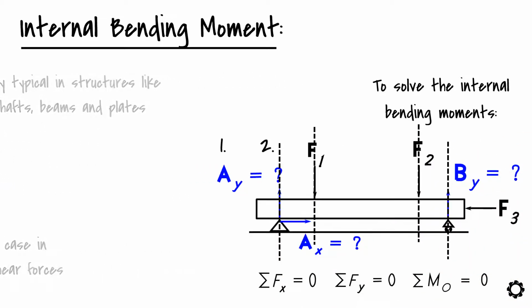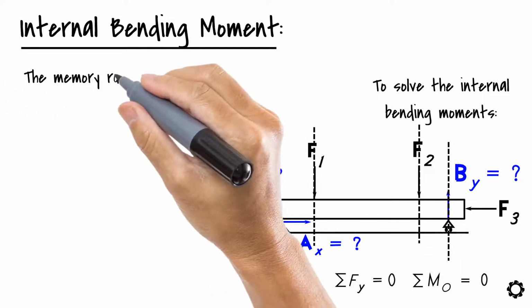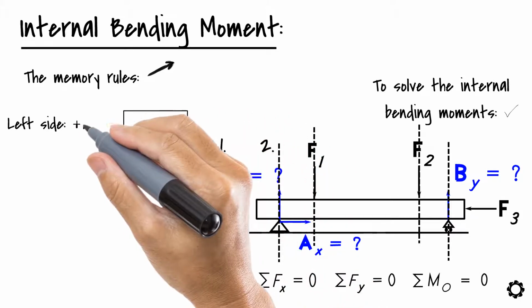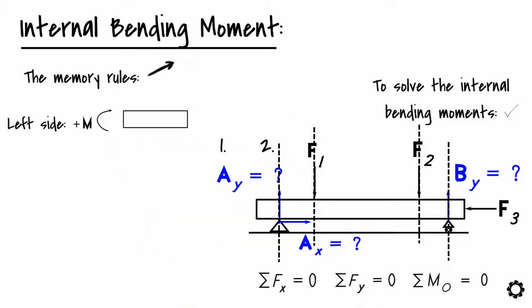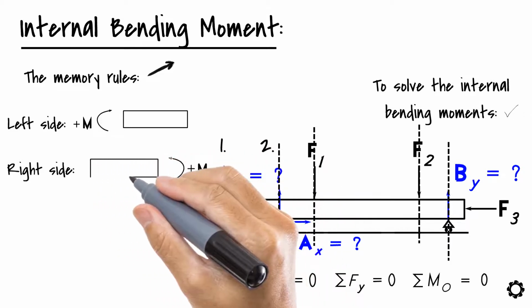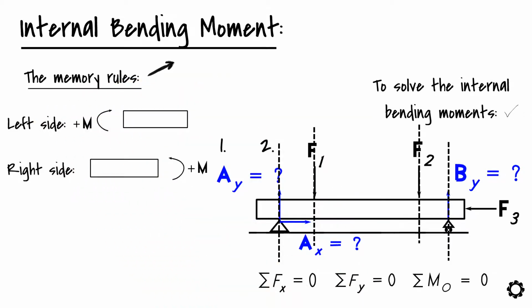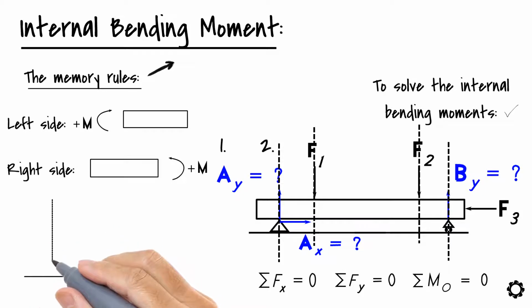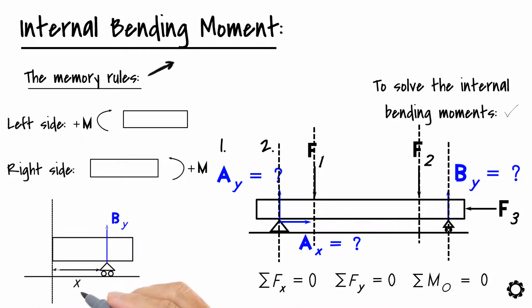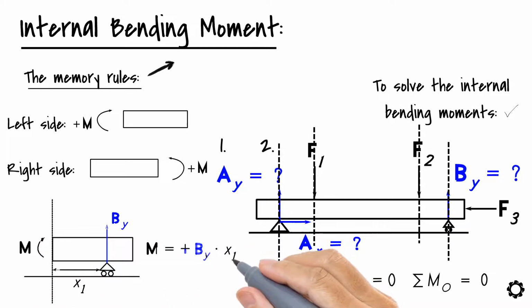During the solving process, we just have to remember the memory rules related to internal bending moments so that they will be determined correctly. If you recall, when we are working from the left side of the investigated section, then the positive direction of the moment is the clockwise direction, and if from the right side, the positive direction is counterclockwise. By knowing this, we are able to determine the bending moment occurring in this section because its magnitude is the sum of all the moments which are caused by the external loads and the support reactions.